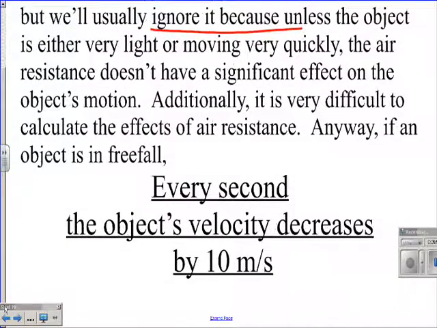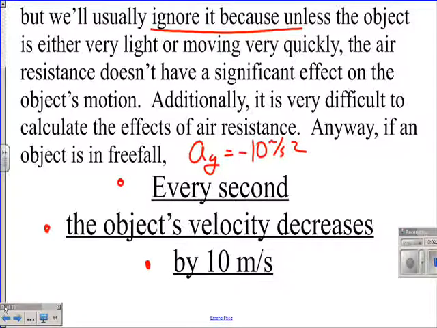All right. So what that means to us is that if an object is in free fall, which anytime we drop an object on Earth, in this class we're going to assume that it is, that means the acceleration of gravity will be negative 10 meters per second squared, which means, hopefully this looks familiar, every second the object's velocity decreases by 10 meters a second. Okay?